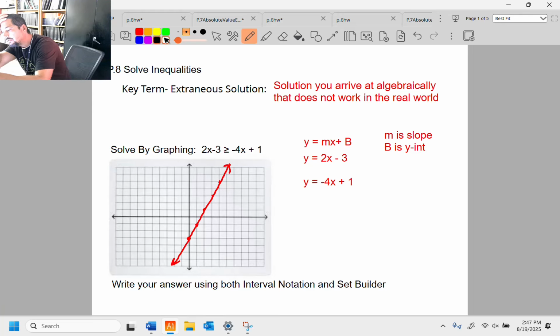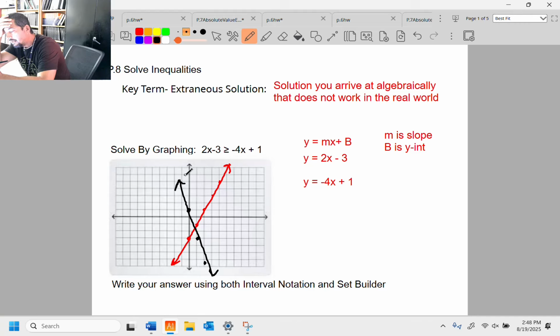And the other one is negative 4x plus 1. It crosses at positive 1, and it falls 4 and runs 1. It looks a little something like this. All right, and it ain't perfect. It's a graph. It's not going to be perfect.